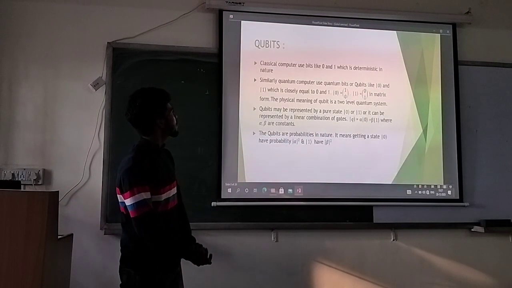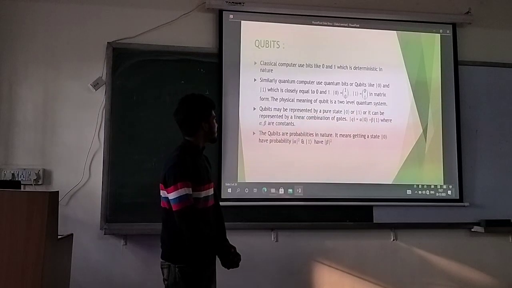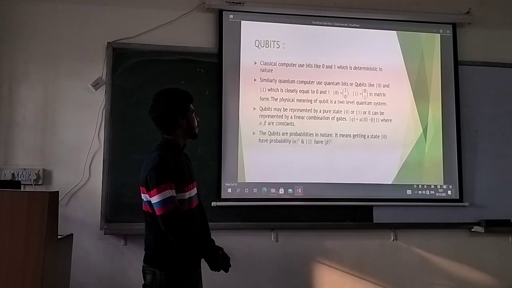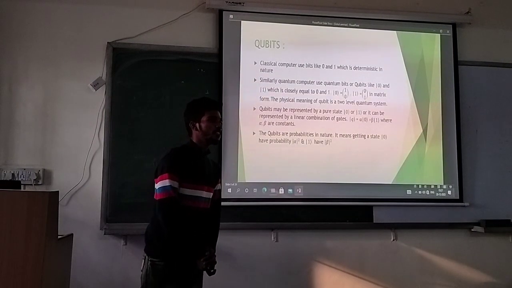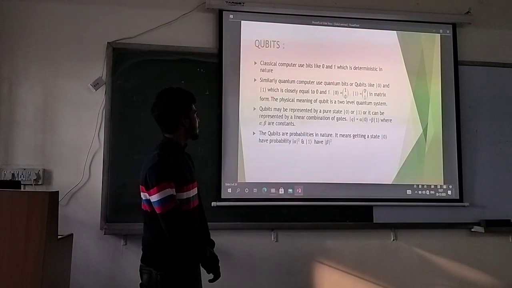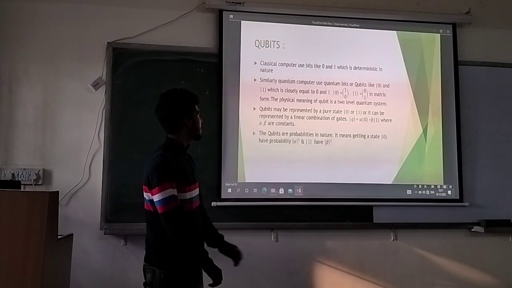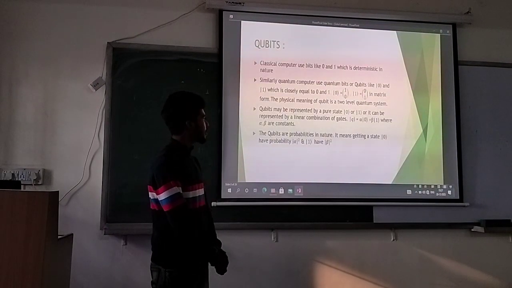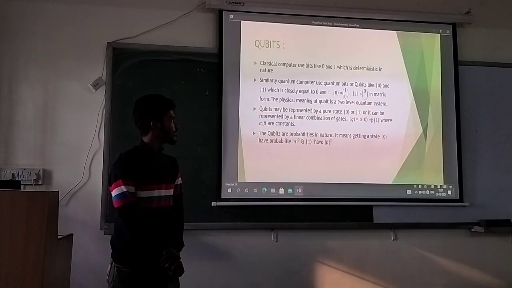Classical computers use bits like 0 and 1. Similarly, quantum computers use the 0 state and 1 state, where the 0 and 1 in classical computers are deterministic in nature, but in quantum computers they are probabilistic in nature. Then there is the matrix form, and the physical meaning of a qubit is a two-level system. Qubits may be represented by a pure state, the 0 state and 1 state, where 0 is the upper state and 1 is the lower state.